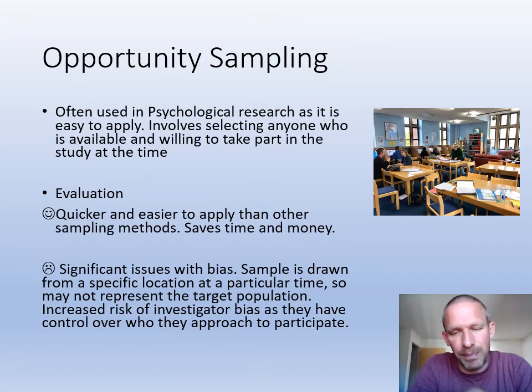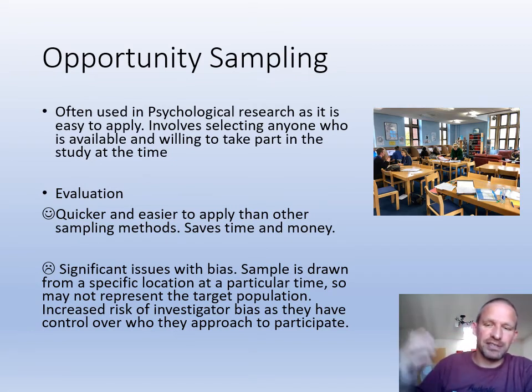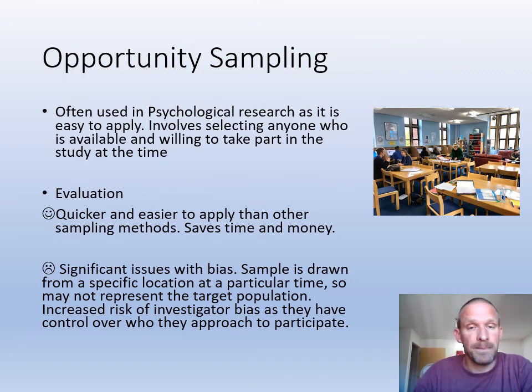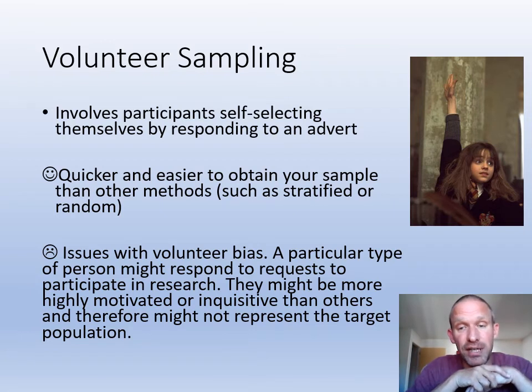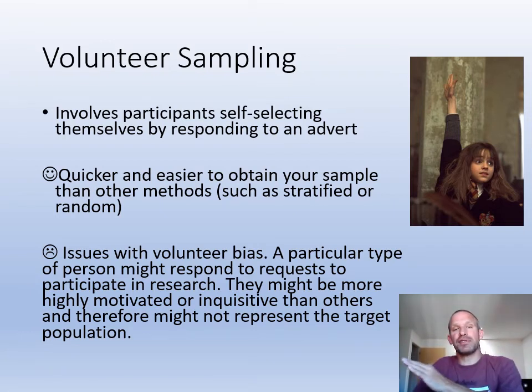The greater the risk of bias, the less chances of you being able to really generalise your findings, which of course is what we're after. And this one should be obvious, volunteer sampling. This is where participants select themselves by responding to an advert.